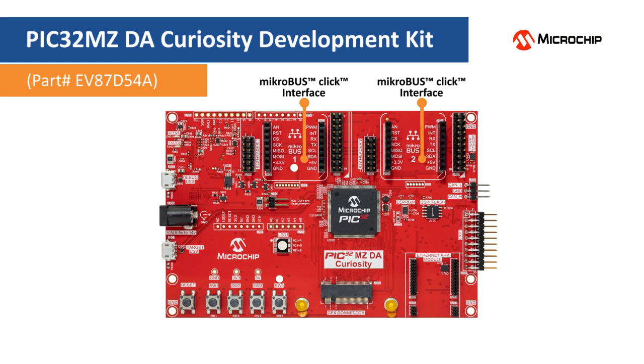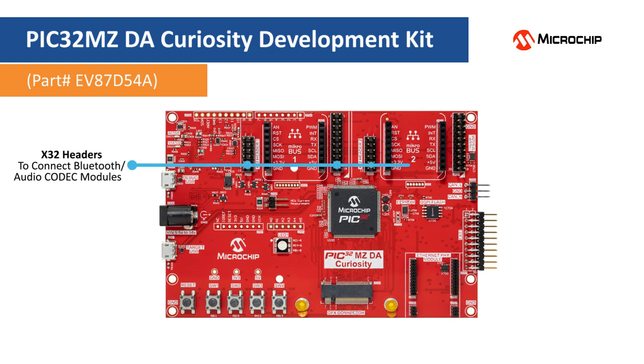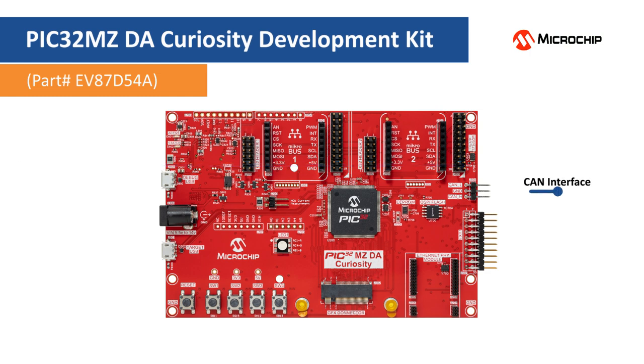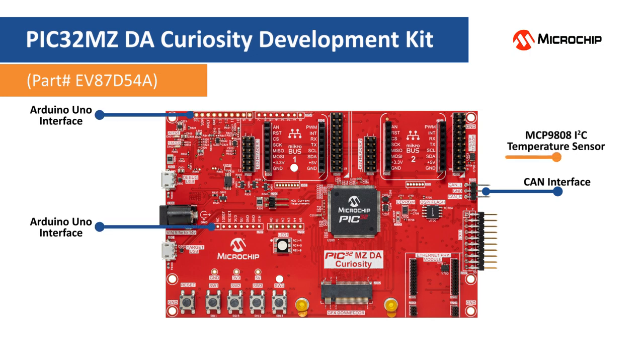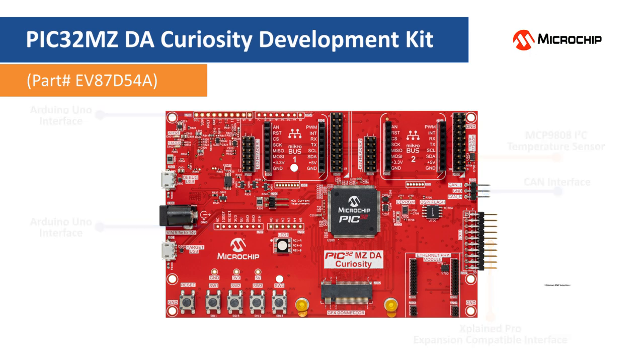Users can add functionality through the Microelectronika mikroBUS click interfaces. There are two X32 32-pin interfaces to support audio codecs, DACs, and Bluetooth radios. The board also has a CAN interface, an Arduino Uno interface, and an I2C-based temperature sensor. The extension headers are useful to connect a variety of Xplained Pro extension kits, or access the I/O pins of the PIC32MZDA microcontroller. There's a modular Ethernet PHY system that enables different PHYs to be plugged into the board.